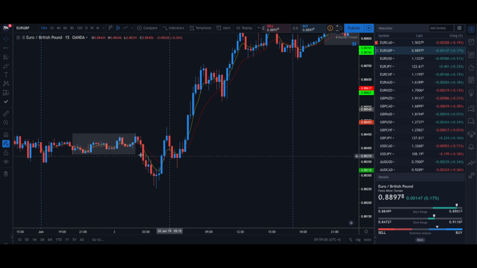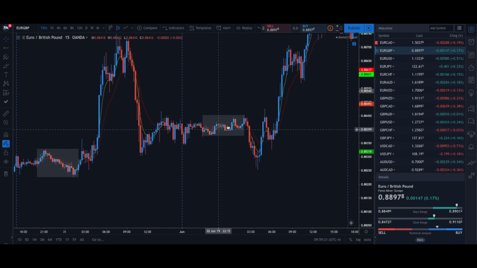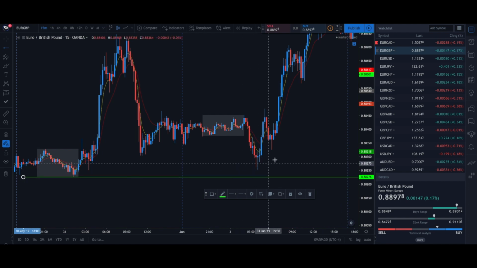Same pair, previous day. Right here we're at the Asian session. They go ahead and they drop down. And where are they dropping down to, guys? Yesterday's low is right here. Dropping down close to yesterday's low.